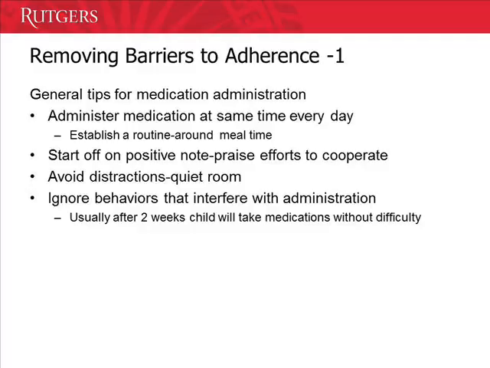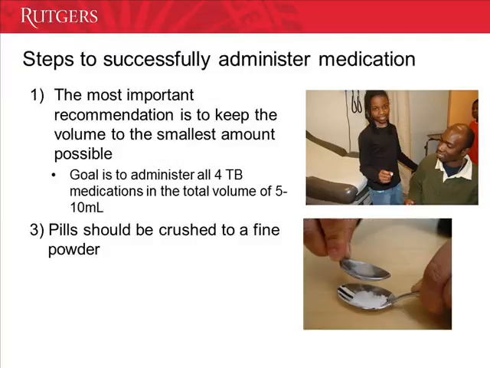You want to avoid distractions. Try to do your DOT in a quiet area, a quiet part of the room. And you want to ignore behaviors that may interfere with the administration. Keep in mind that it usually takes somewhere about 2 weeks before the child's really able to take the medication without any difficulty. And there are certain things you can do to help with the administration.